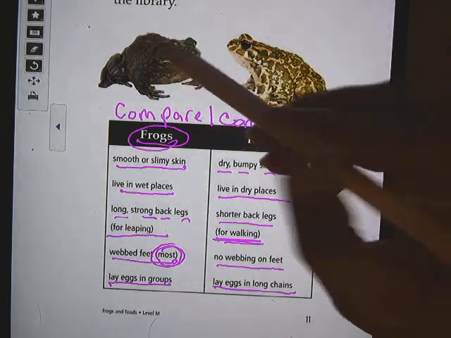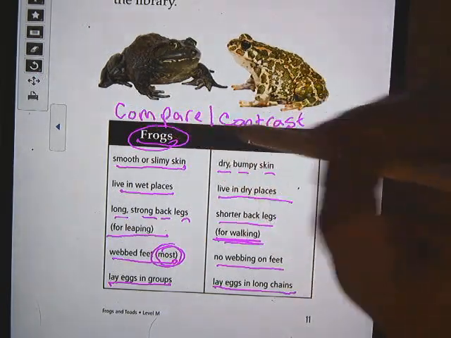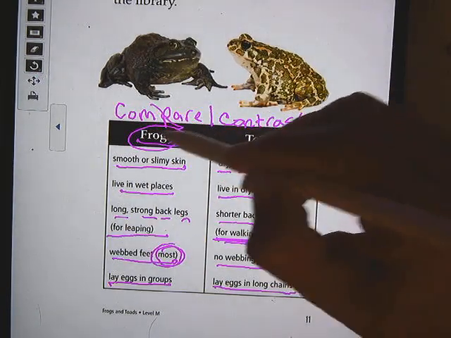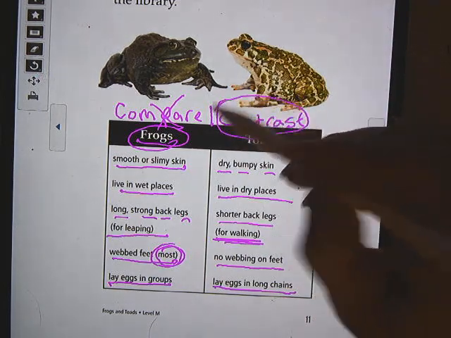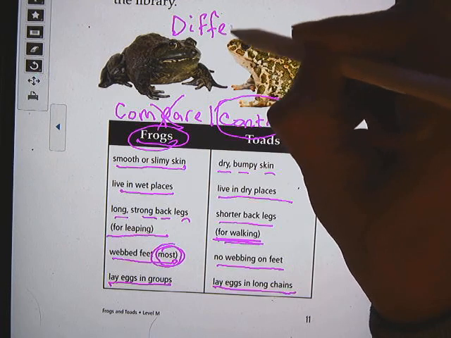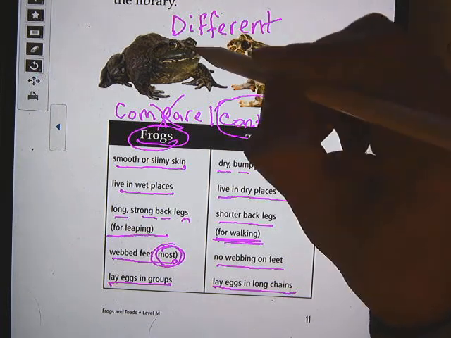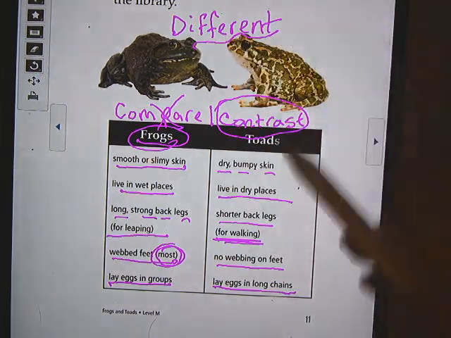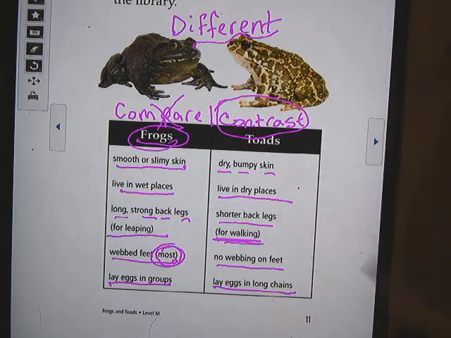So actually, we're not saying how they're alike, we're saying how they are different. So we're contrasting. I'm sorry, I said compare and contrast. This is just how they are different.